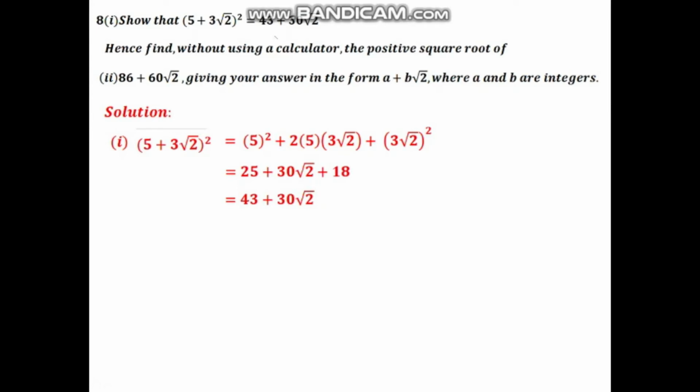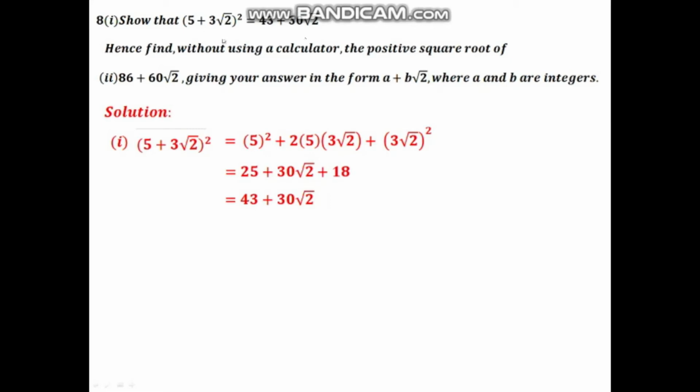Okay, next they ask, hence find, without using a calculator, the positive square root of 86 + 60√2, giving your answer in the form of a + b√2, where a and b are integers. Okay, so how are we going to tackle this question? When you look carefully, 86 + 60√2 is actually 2 times of 43 + 30√2. Okay, so what I will do is, I first will just copy down this proven equation.